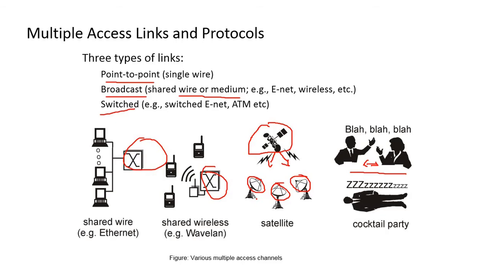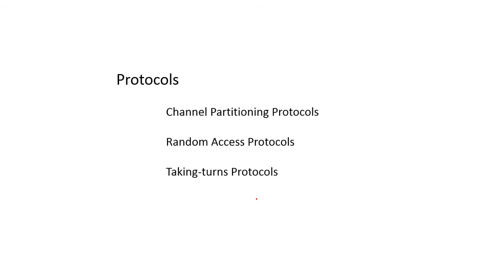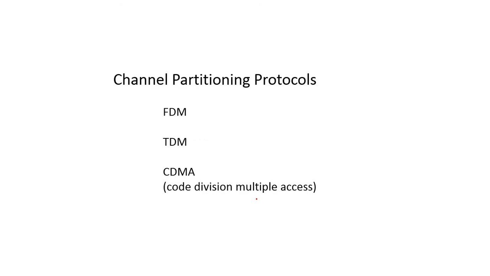That's why there is a need for access control in a computer network, because whenever multiple devices or multiple entities are connected with each other, there is a need to decide who will transmit the data, otherwise it will lead to a collision in the computer network. Out of these three protocols, channel partitioning protocols, random access protocols, and taking turns protocols, the channel partitioning protocols are FDM, frequency division multiplexing, TDM, time division multiplexing, and CDMA, code division multiple access.